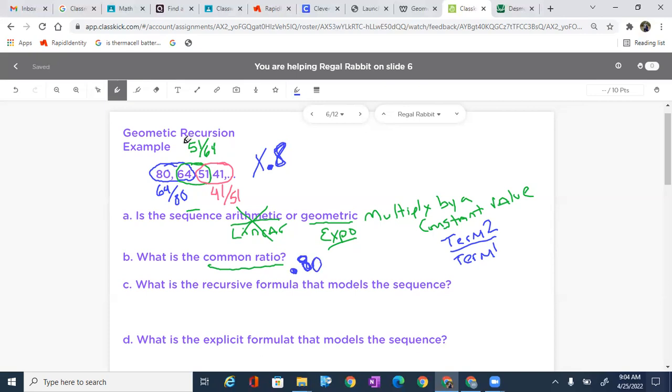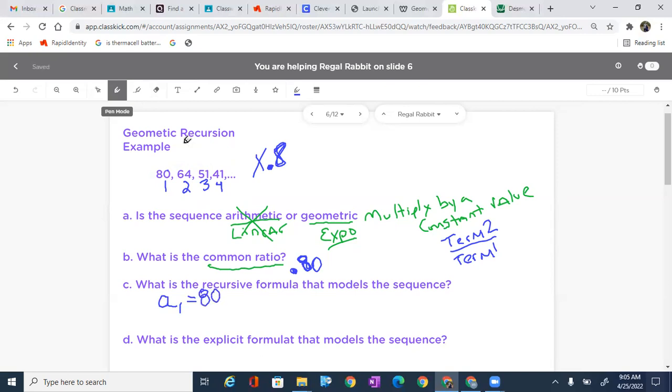So now let's go to our recursive formula. We found our common ratio. We've decided that we're multiplying by 0.8 every single time. When we start our recursive formula, we always start with the initial point that we're given. So let's label it: this is the first point in our sequence, the second point, the third point, and the fourth point. We start by saying our first point is 80, so I'm going to write a sub 1 equals 80. That is our initial point.